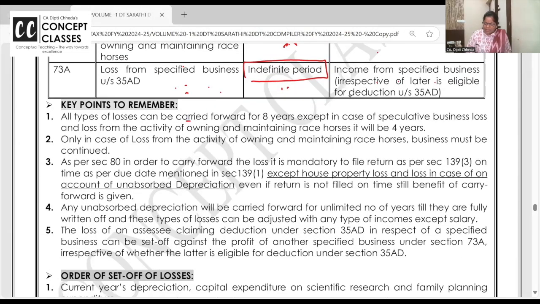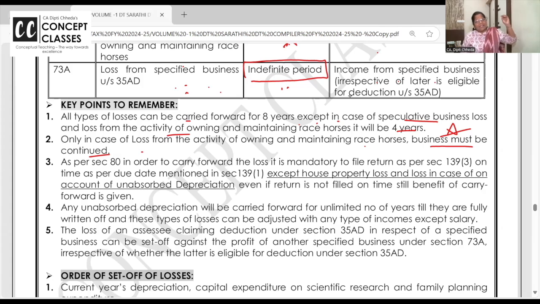All types of losses can be carried forward for 8 years, except speculative and horse races, for 4 years. Only in case of loss of owning and maintaining horse races, business must be carried on. I can set off my 3 years old textile loss now in my coaching business. It's not necessary कि textile business आज भी चलना चाहिए to set off the loss.